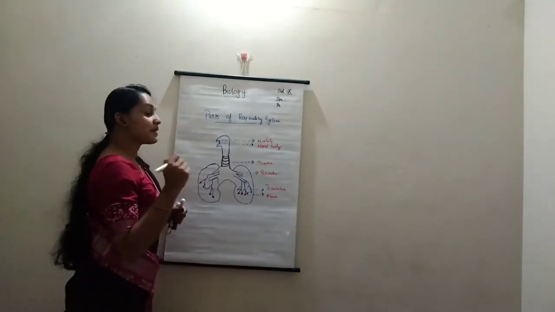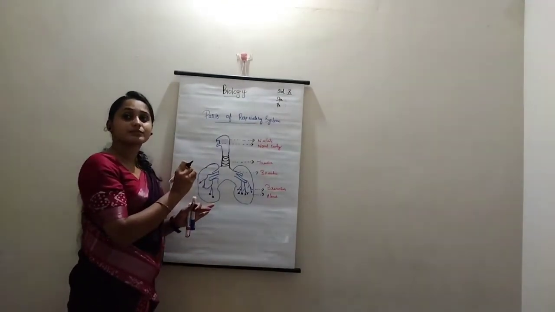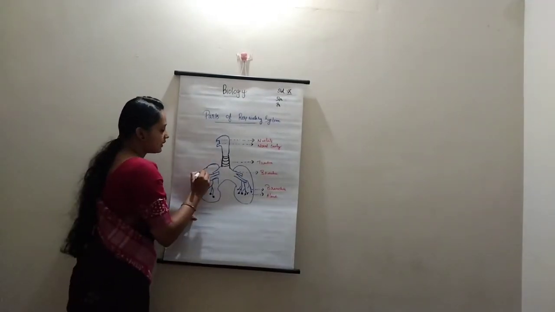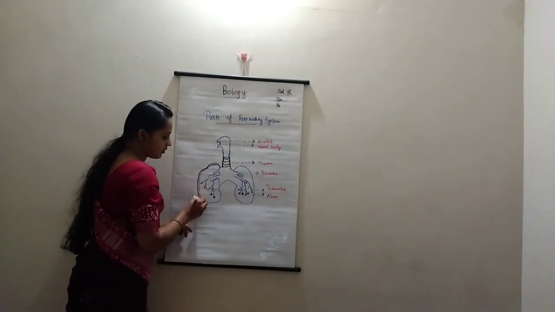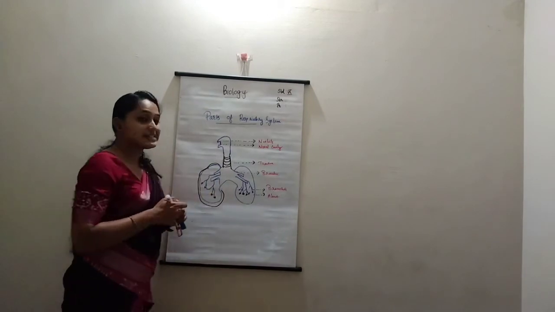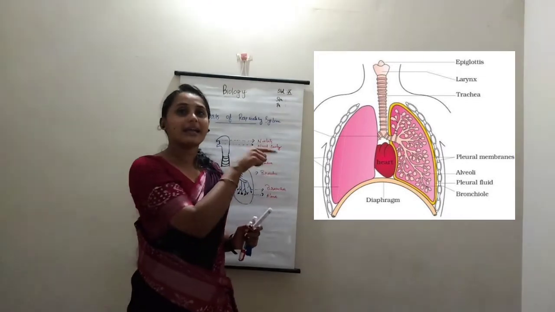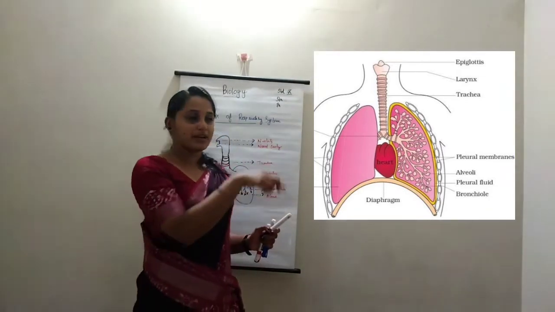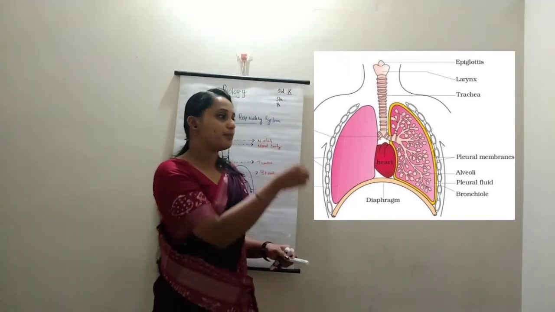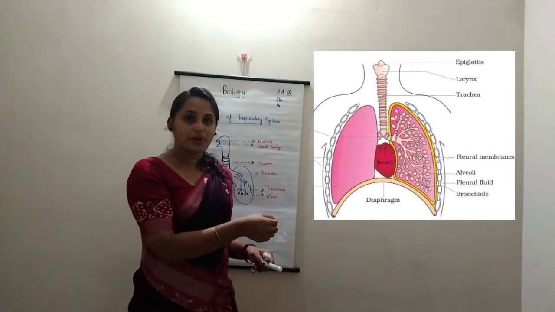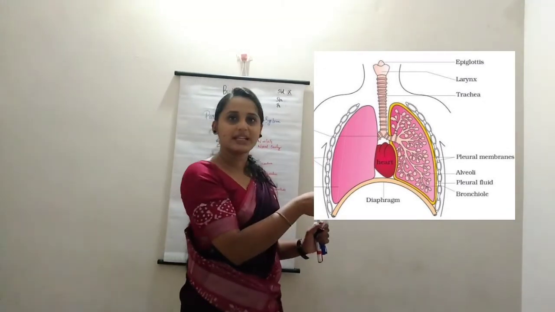The pleura is a membrane-like structure. This membrane supports the lungs. Okay, you can see a picture. This is the pleura, and the pleura is a double-layered membrane. In the picture, you can see the pleura is a double-layered membrane that supports the lungs. Did you see the picture?